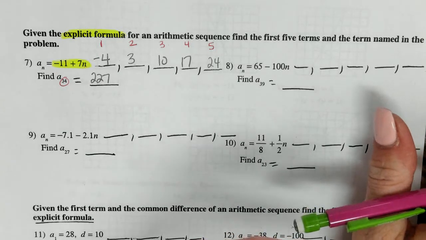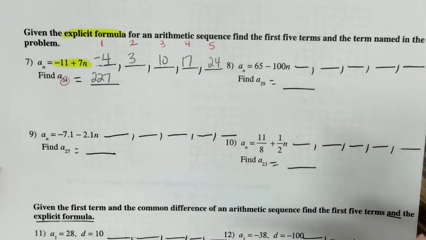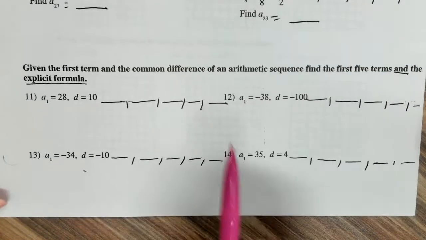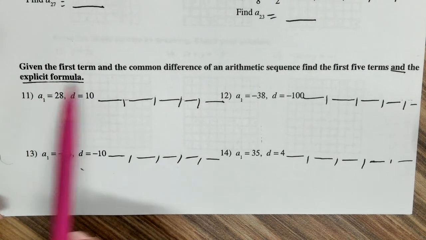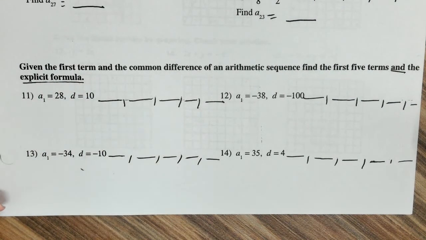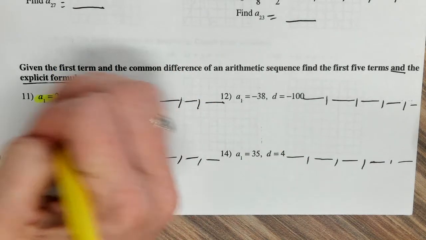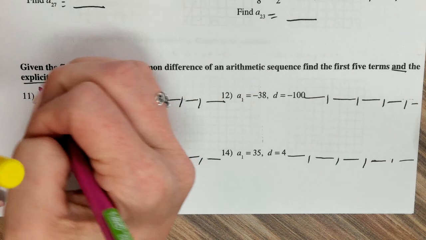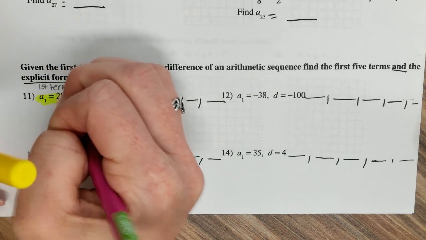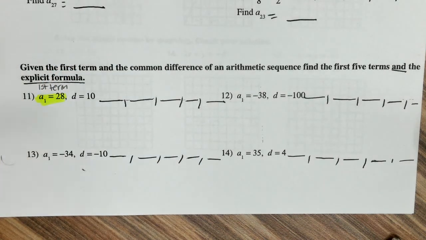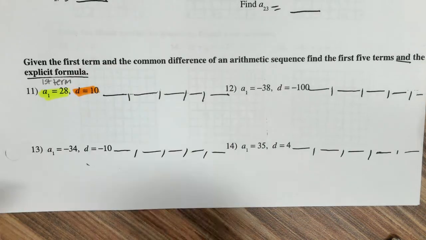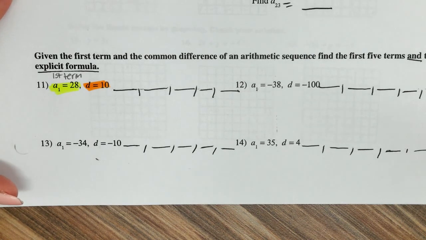Now when you get to the bottom, we need to go do an example of that one. This one says they didn't give you the explicit formula. They gave you the first term. So this is the first term. Write that down. And they want you to write the explicit formula. So that's what I'm going to teach you how to do right now. So make sure you're paying attention.